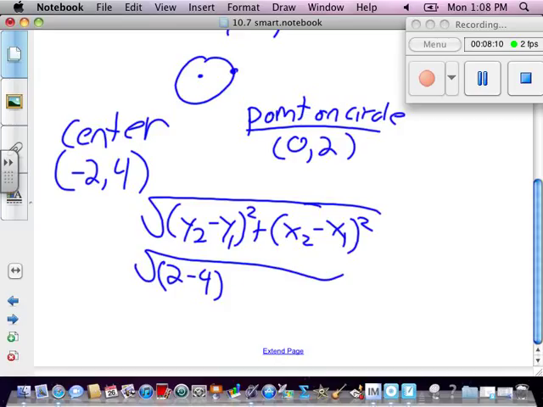2 minus 4 squared plus 0 minus -2 squared. So I used 2 minus 4 squared, 0 minus -2 squared, so this becomes positive. So we get 2 minus 4 is -2, -2 squared is 4.